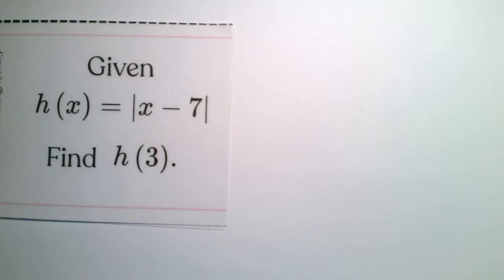All right, so what do you have? We have h of x is equal to the absolute value of x minus 7. We need to find what h of 3 is. If you think you have an idea what the answer is, go ahead and put it in the chat. If you're not sure, the best thing is to just put a question mark. There is no judgment.